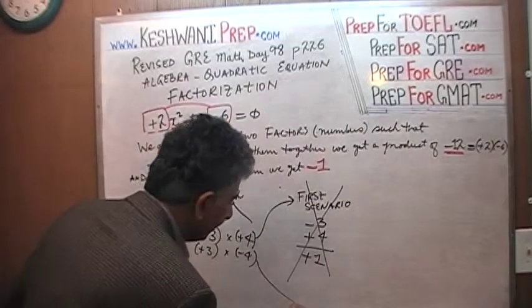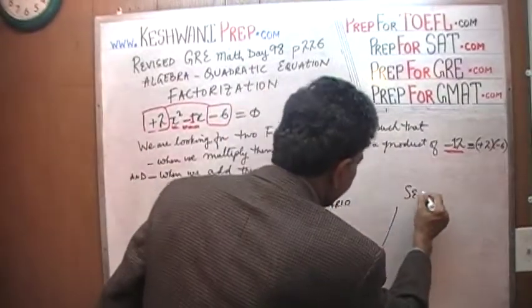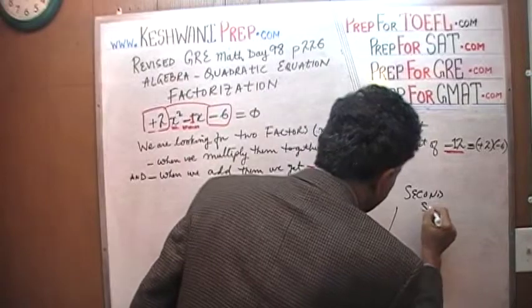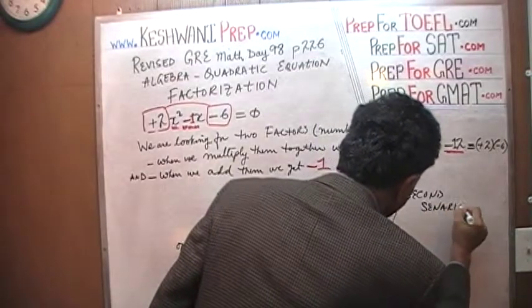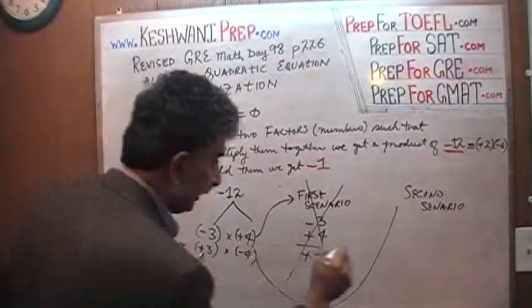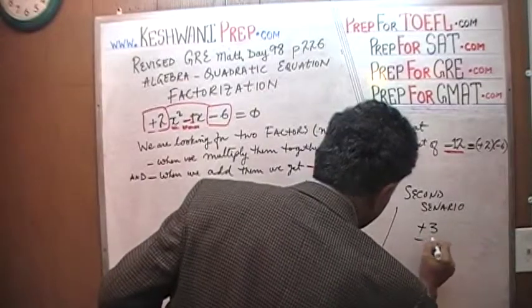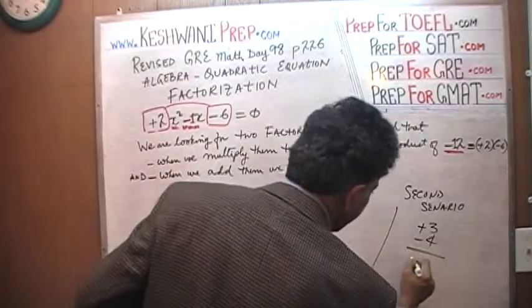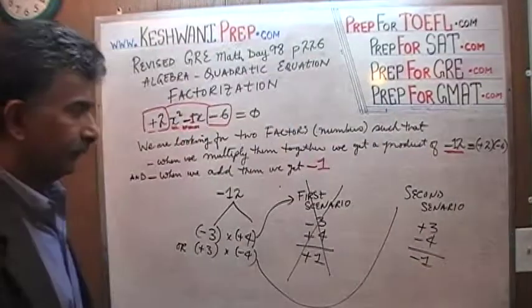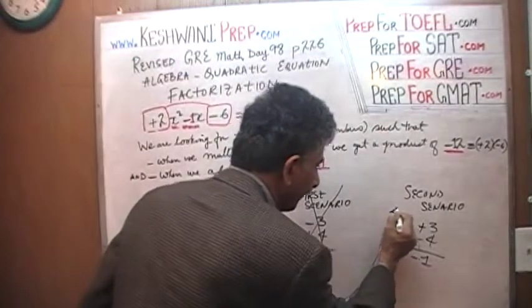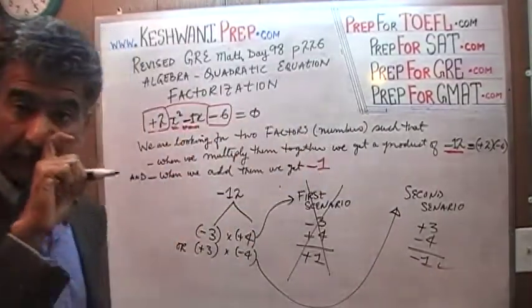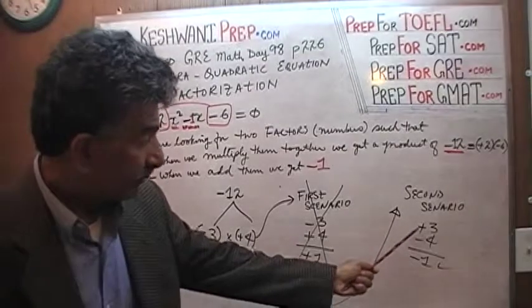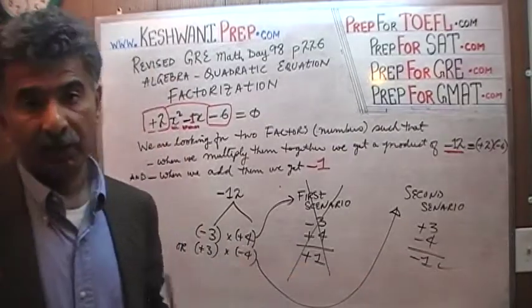It must be the second scenario, which is a positive 3 and a negative 4. Positive 3 and negative 4 adds up to negative 1. Voila! It does the job. So now we found our factors. Now that we found our factors, the rest is downhill.